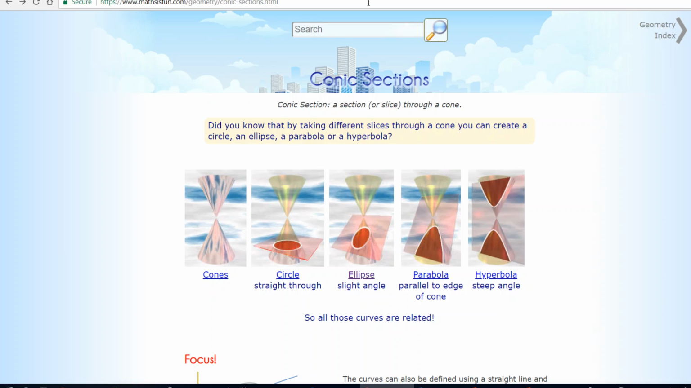Hey everyone, welcome back. This is a quick review of our conic sections, and we're getting ready to start studying the ellipse today in chapter 10.3. But I wanted to review conic sections first. So let's just talk about a conic section.